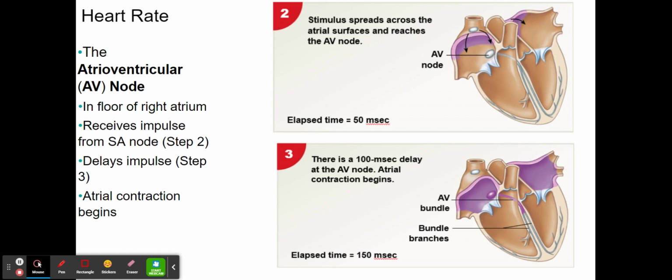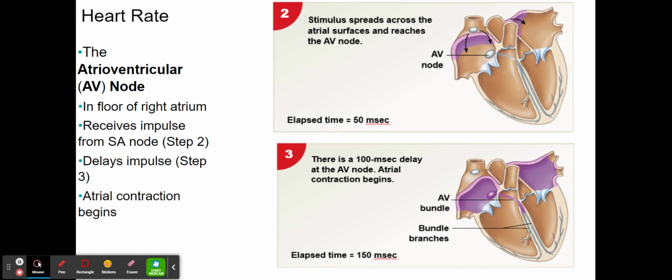This delay is important because it allows the atria to contract before the ventricles do. Otherwise, contraction of the powerful ventricles would close the AV valves and prevent blood flow from the atria to the ventricles. After this brief delay, the impulse is conducted along the atrioventricular bundle and the bundle branches to the Purkinje fibers and the papillary muscles. The Purkinje fibers then distribute the impulse to the ventricular myocardium, and ventricular contraction begins.